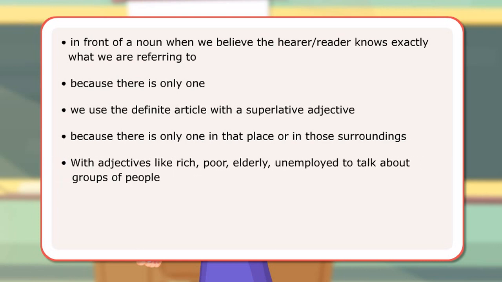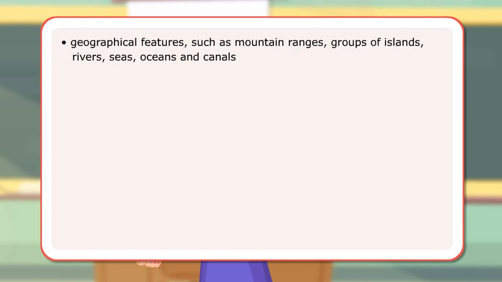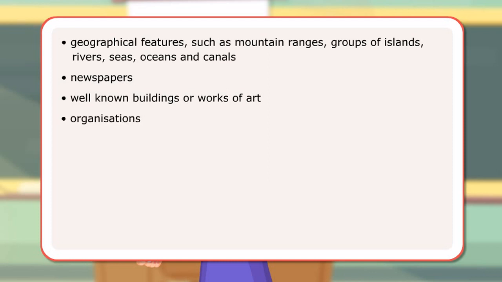With adjectives like rich, poor, elderly, unemployed to talk about groups of people. Countries whose names include words like kingdom, states, or republic. Countries which have plural nouns as their names. Geographical features such as mountain ranges, groups of islands, rivers, seas, oceans and canals. Newspapers. Well-known buildings or works of art. Organizations. Hotels and pubs and restaurants.